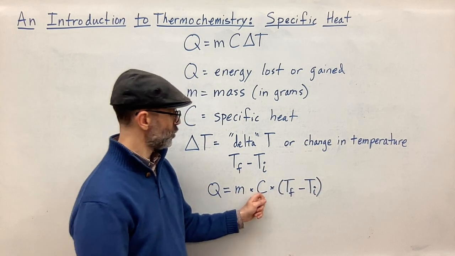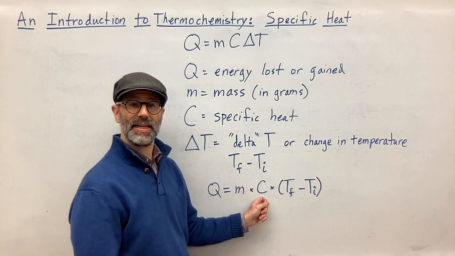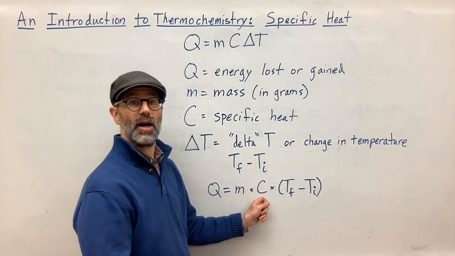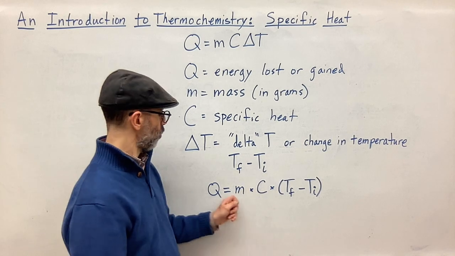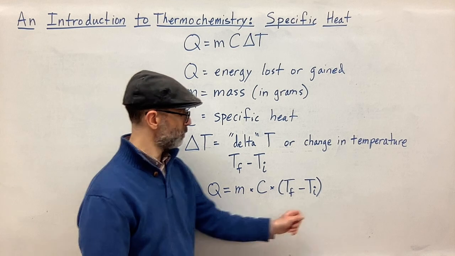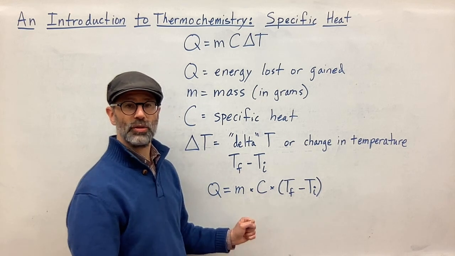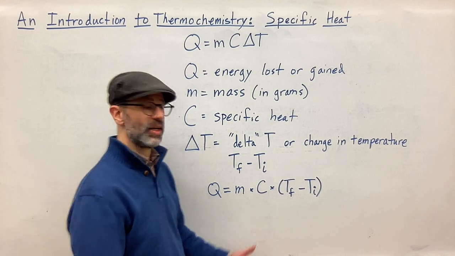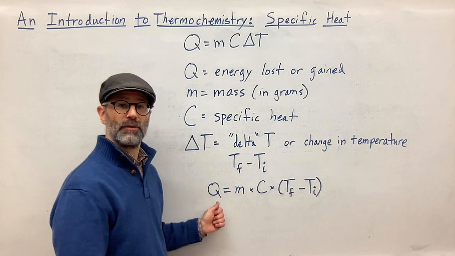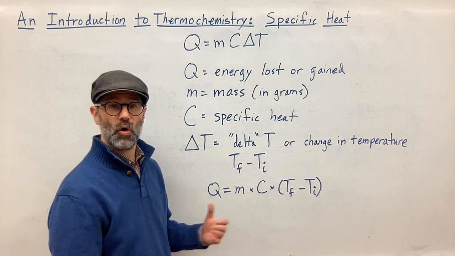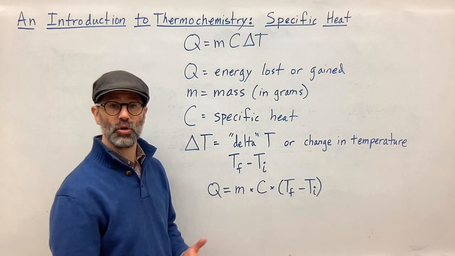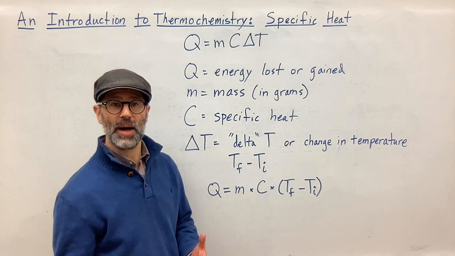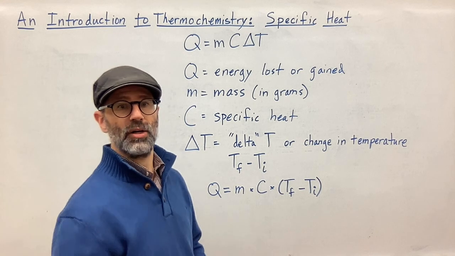And so since your specific heat is in units of joules over grams over degrees Celsius, then when you multiply by mass in grams and you multiply by change in temperature, those will cancel out and leave you only with joules, which is an energy unit, which is exactly what you would expect for Q, which is your quantity of heat absorbed or lost by the system. Okay, well, let's talk about negative versus positive Q values.